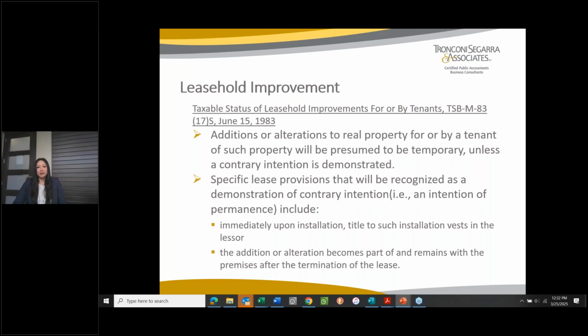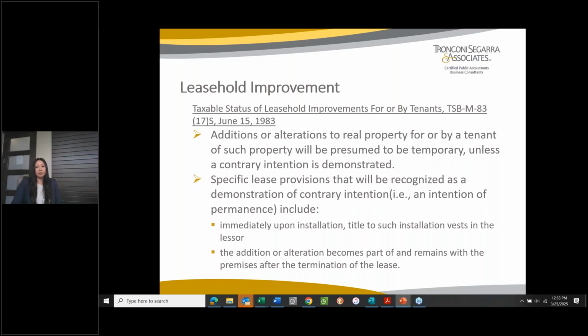Basically, the TSBM that's listed on the slide here established that any additions to real property are presumed by default to be temporary unless we can prove to the contrary. So where we should look for this is in the lease agreement. There's wording in the lease agreement that could be used to support permanence, or sometimes it could be considered to prevent the intention of permanence in the lease.